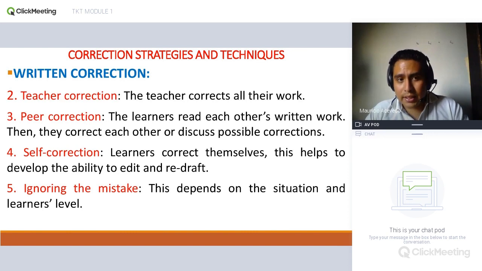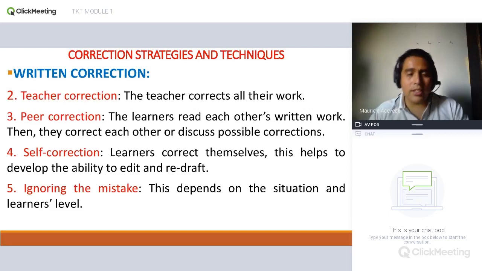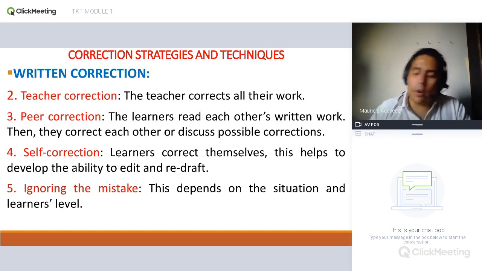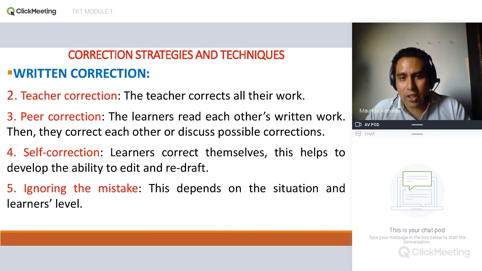Peer correction, the same as oral, right? They correct each other or discuss possible corrections. Maybe you show one of the students' writing and you ask them to correct it together. Or self correction, sorry, that's the next one. They correct themselves. This helps to develop the ability to edit and redraft. Remember, we need to teach them to edit their work and redraft it, so that they can get this, more than an ability, this attitude.